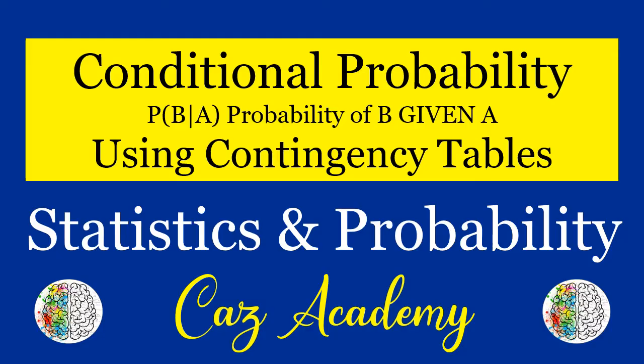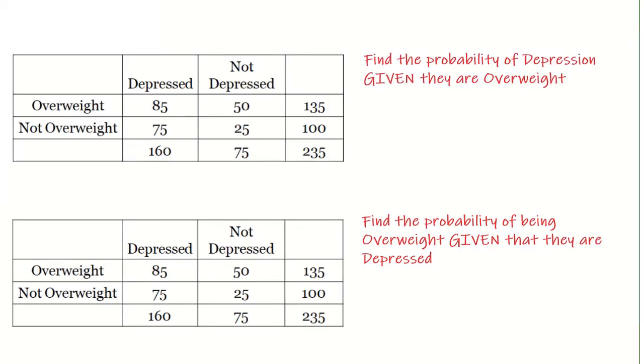Today we're going to look at how to use contingency tables to solve problems of conditional probability. In this example, we're going to use contingency tables to solve conditional probability problems. Let's begin by reviewing the formula for conditional probability.